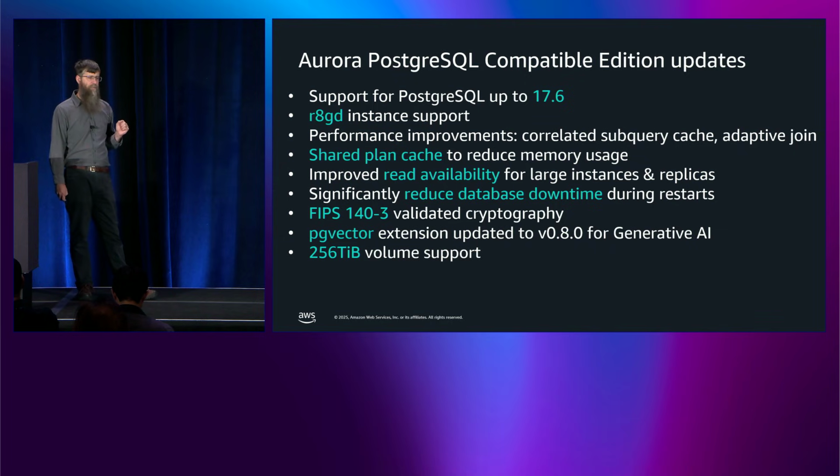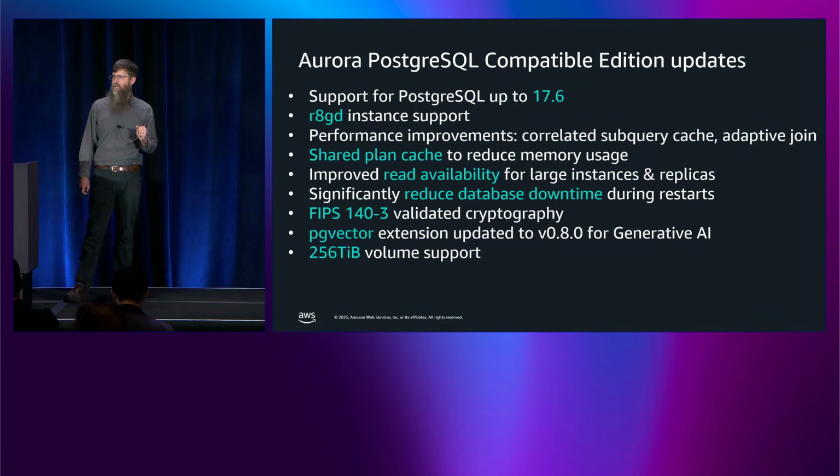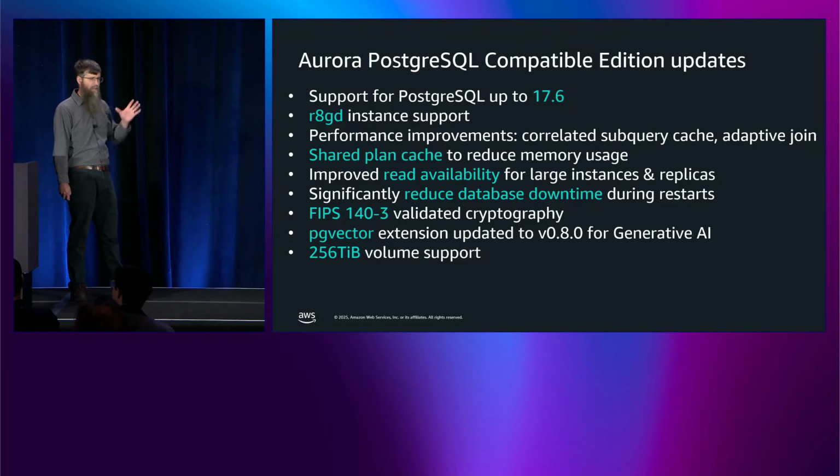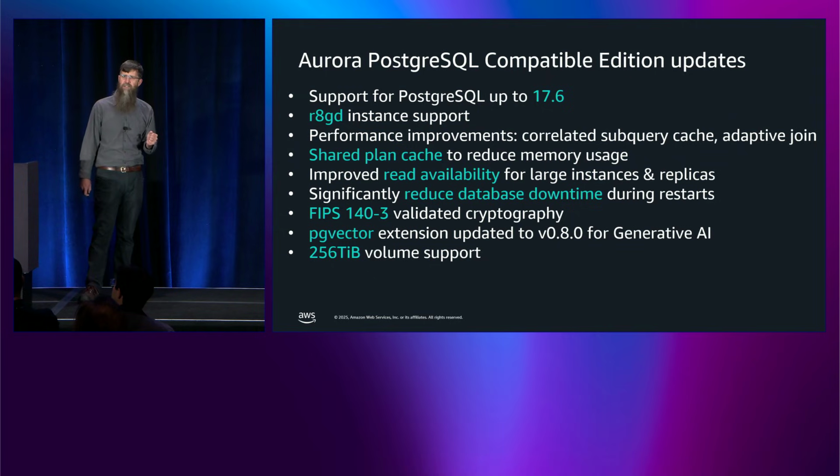We've got a bunch of performance improvements from upstream: correlated subquery cache, adaptive joins, tons of stuff. Shared plan cache. So this is when we've got multiple Postgres processes running. They each have to plan their queries, and they can look in a shared cache. It saves a bunch of memory. We improve read availability for large instances and large replicas. They can boot up faster.